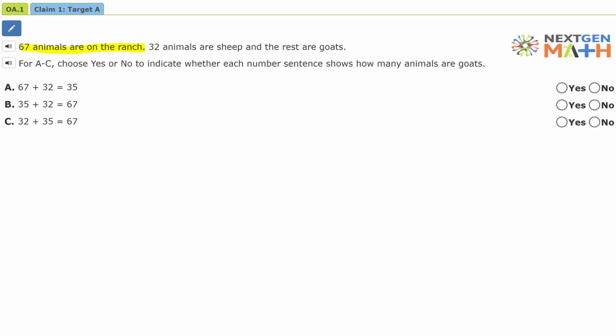67 animals are on the ranch. 32 animals are sheep and the rest are goats. For A through C, choose yes or no to indicate whether each number sentence shows how many animals are goats.